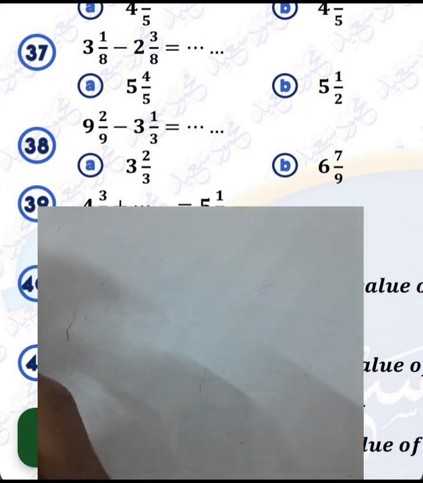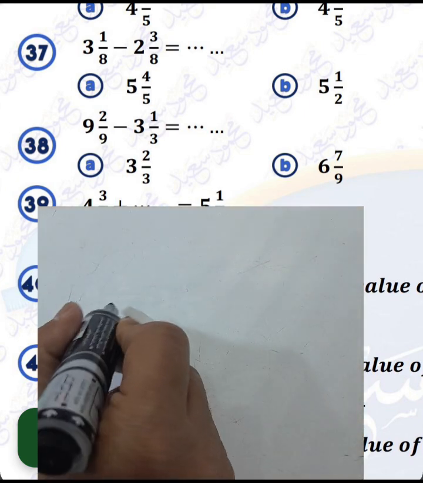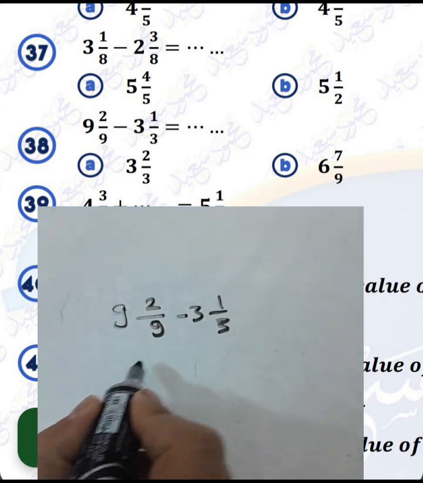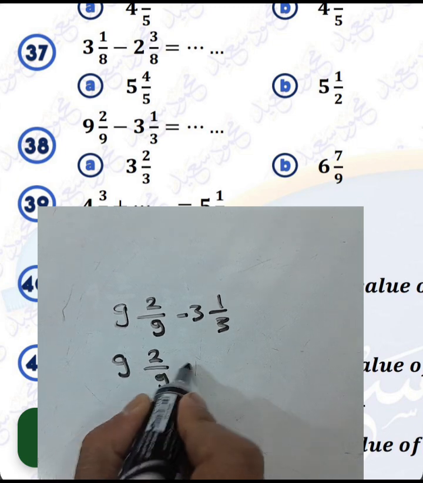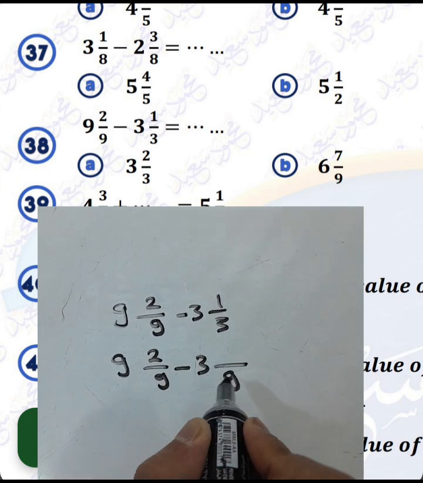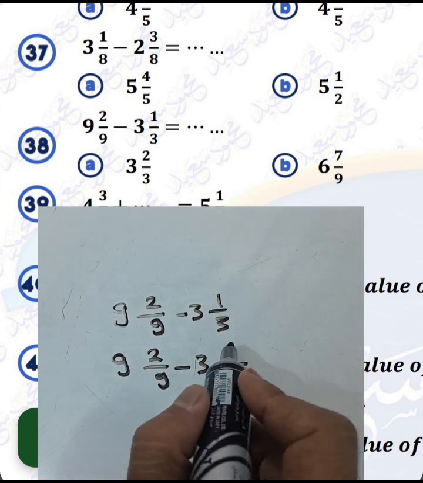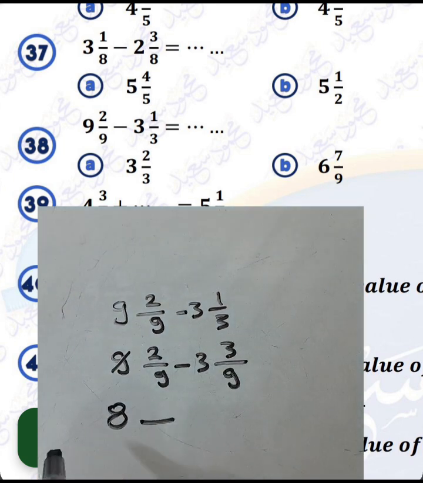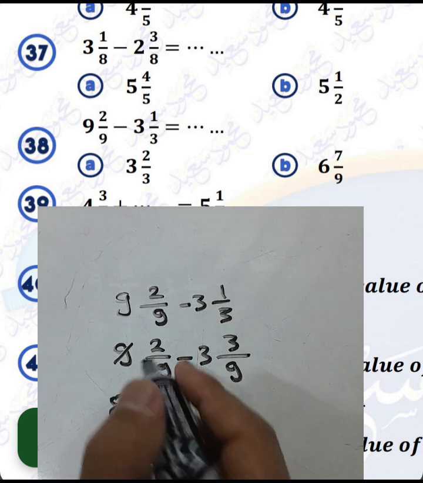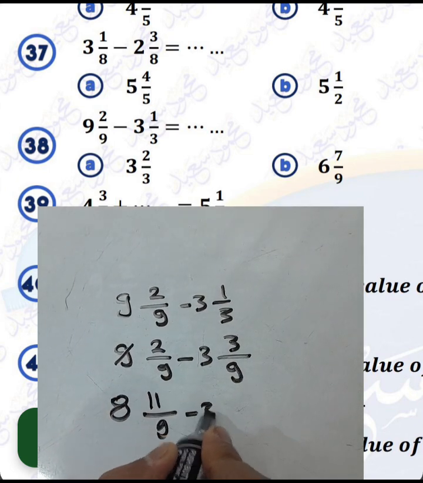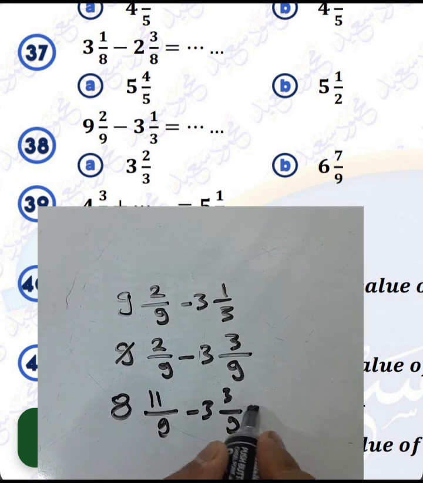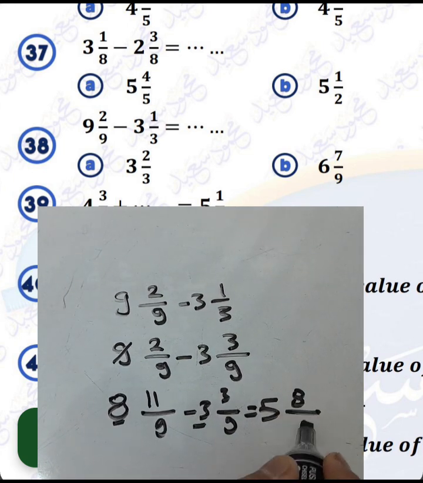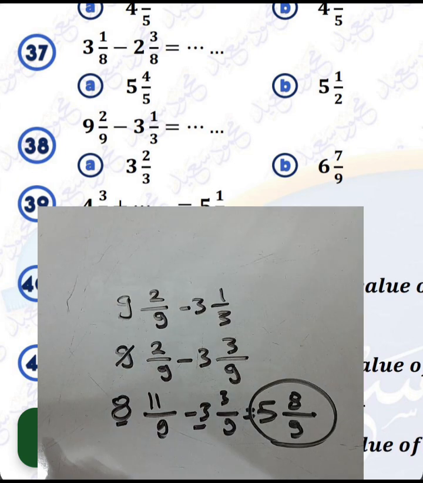Okay, again, I will solve it again. 9 and 2 over 9 subtract by 3 and 1 over 3. We can write 9 and 2 over 9 subtract by 3. Write 9 in the denominator. 3 times 3 equals 9. 3 times 1 equals 3. 2 minus 3, we can't do it. Borrow 1 from 9, it will be 8. And 1 equals 9 over 9 plus 2 over 9, it will be 11 over 9. Subtract 3 and 3 over 9. 8 minus 3, it will be 5. 11 minus 3, it will be 8. Result will be 5 and 8 over 9.